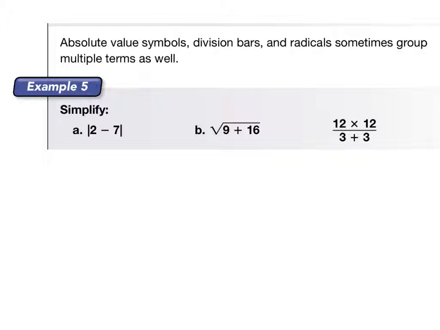Okay, you also need to know that absolute value symbols, division bars, and radicals will sometimes group multiple terms as well. So you always want to work on the innermost of these grouping symbols as well. So here I have the absolute value, so write these down, example 5. For A, I have the absolute value of 2 minus 7. So I have to do whatever's inside first. So I'd get the absolute value of negative 5, because 2 minus 7 is negative 5. And then take the absolute value of that, and you get 5.